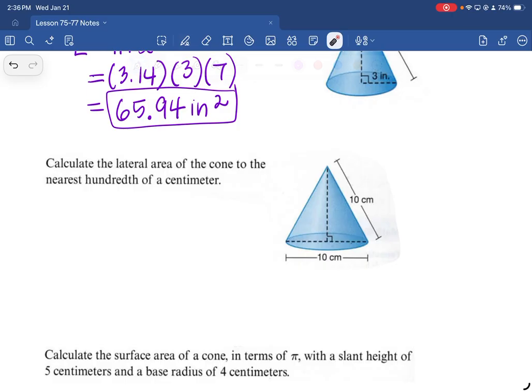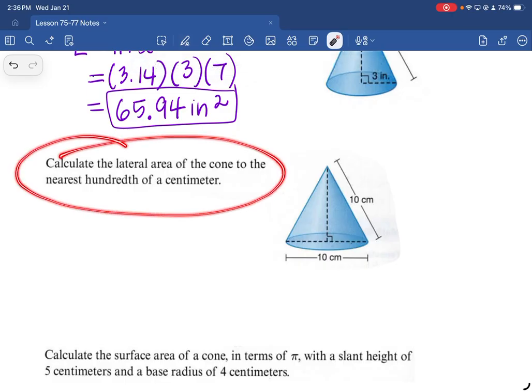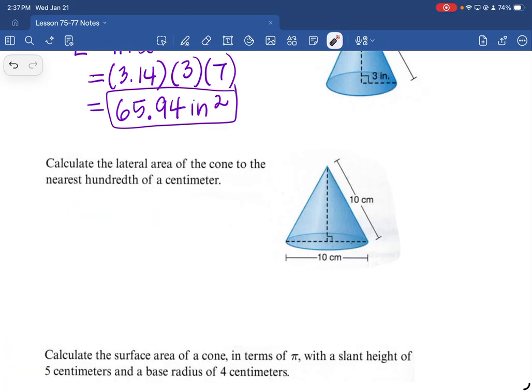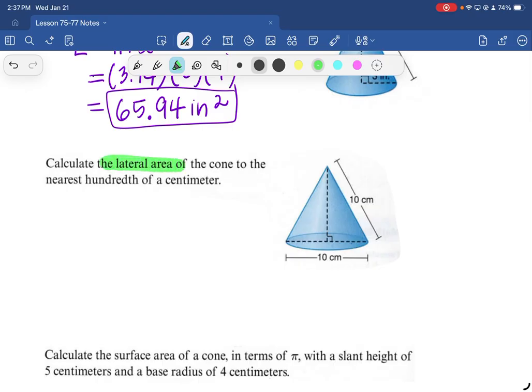Okay, why don't you guys try this one on your own? Don't do the next one. I want you to wait for me before you do surface area, but try this one. Calculate the lateral area, once again, same as we did last time, of the cone to the nearest hundredth. So again, round to 2 decimal places. Just make sure you use the correct radius, okay?